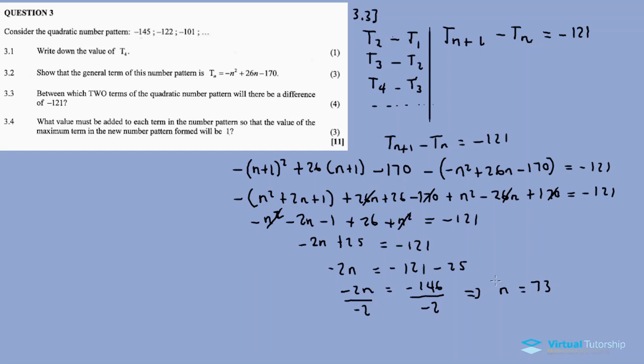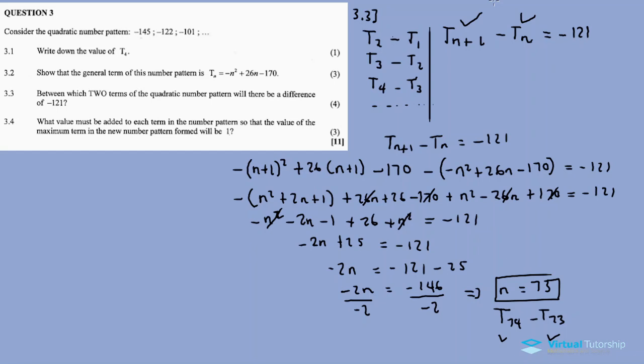73. So therefore, the consecutive terms will be 74 and 73. It's 74 minus 73. So these terms are 74 and 73. The n is still with this term. The next one will be 74, because you add 1 to this 73 to find the following term. So 3.3 is done here.